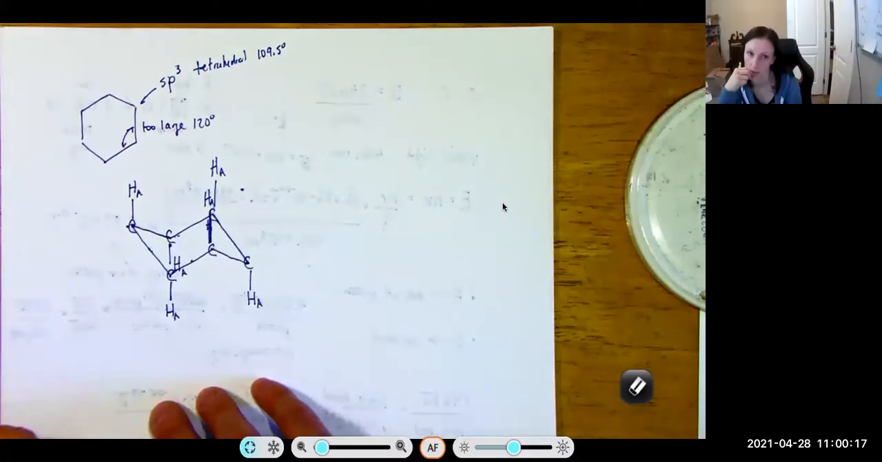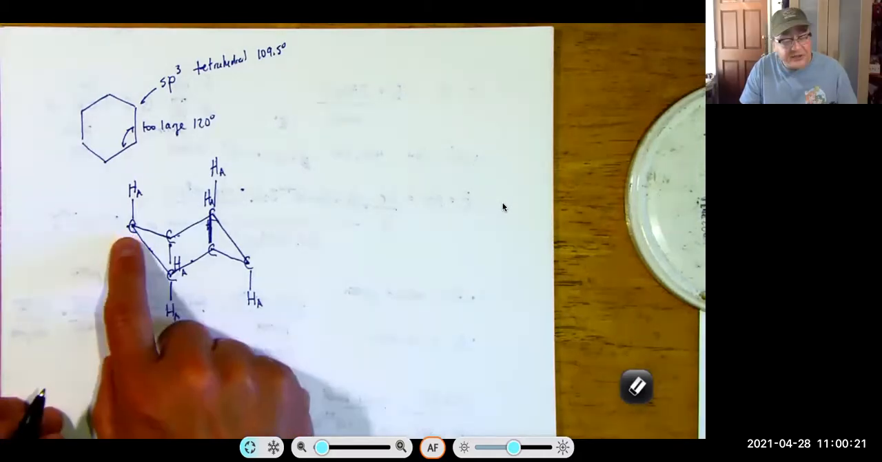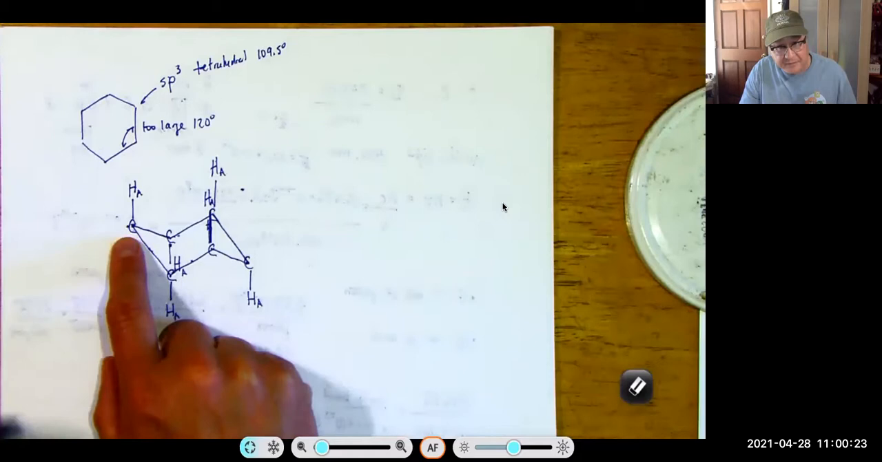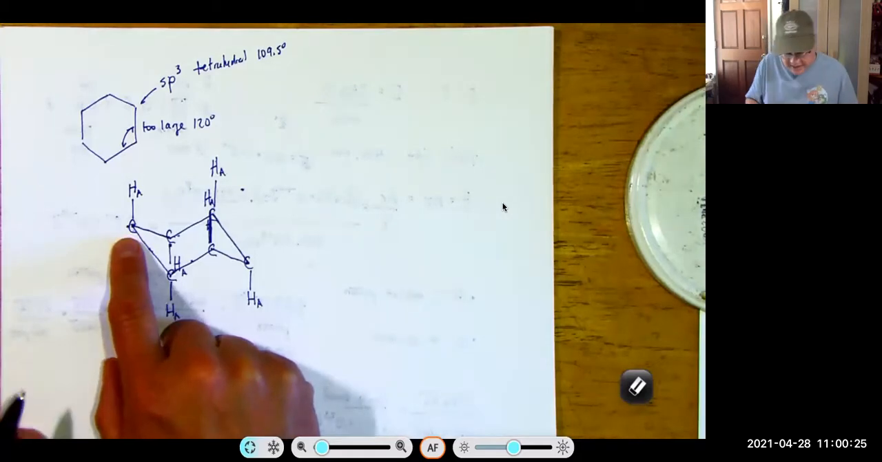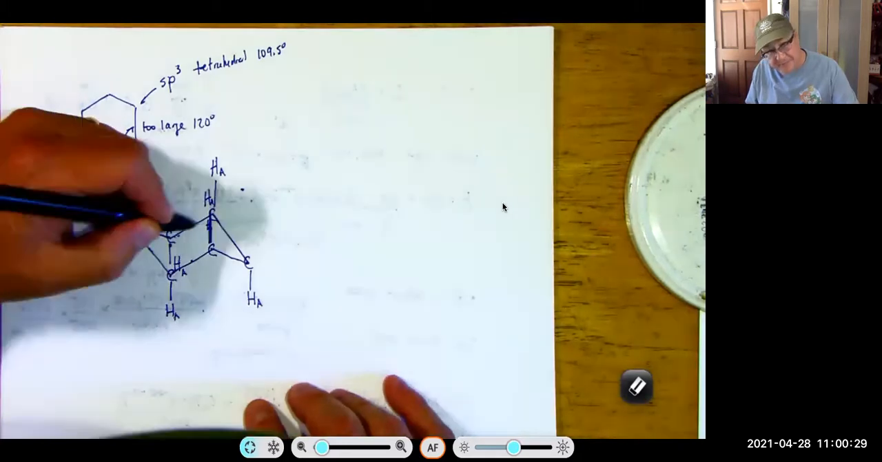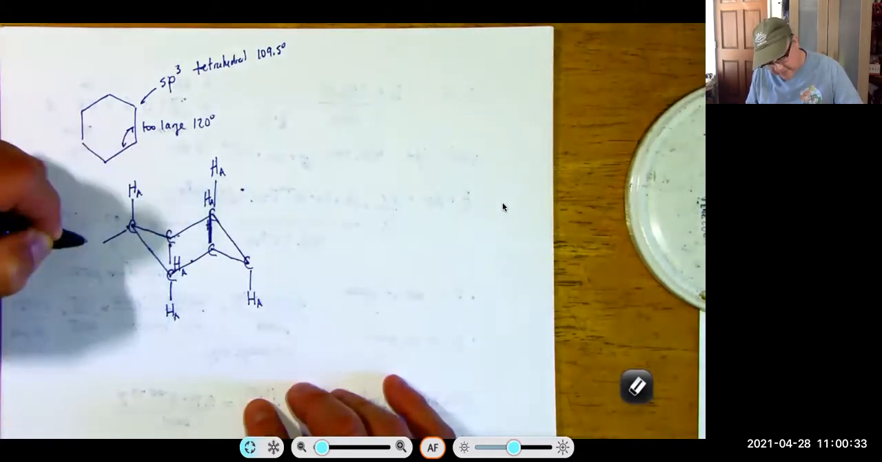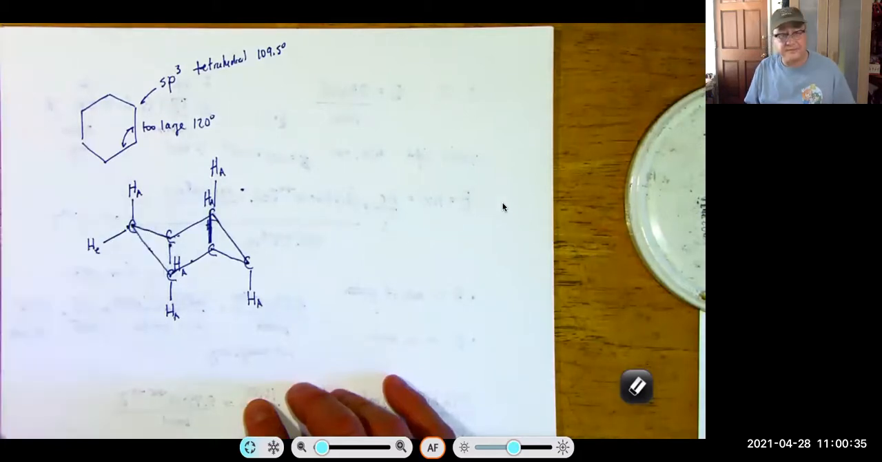So we're going to draw the equatorial down, but it's not straight down. It kind of goes off to the left. And what we're going to do is, do you see this line right here? We're going to draw it parallel to that line. So there's an equatorial.